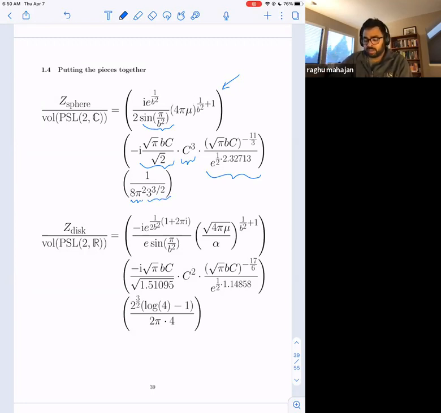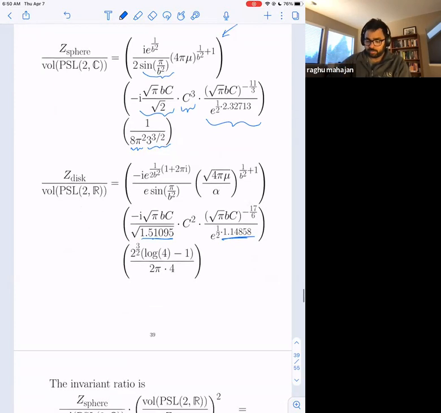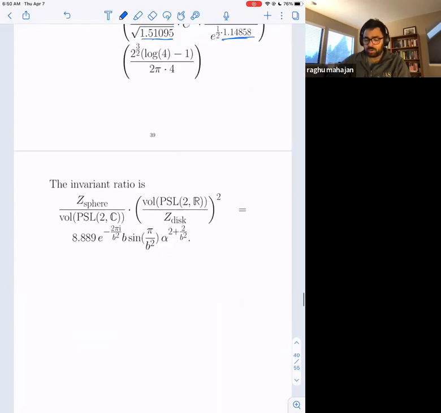And very similarly for the disk, where we have these 2 more numerical constants in here. So this is sort of the main result of the paper, is to compute these integrals. And notice that this capital C is pretty much arbitrary. And there's also a mu and an alpha in these formulas. But then when you take the ratio, you get something much nicer.